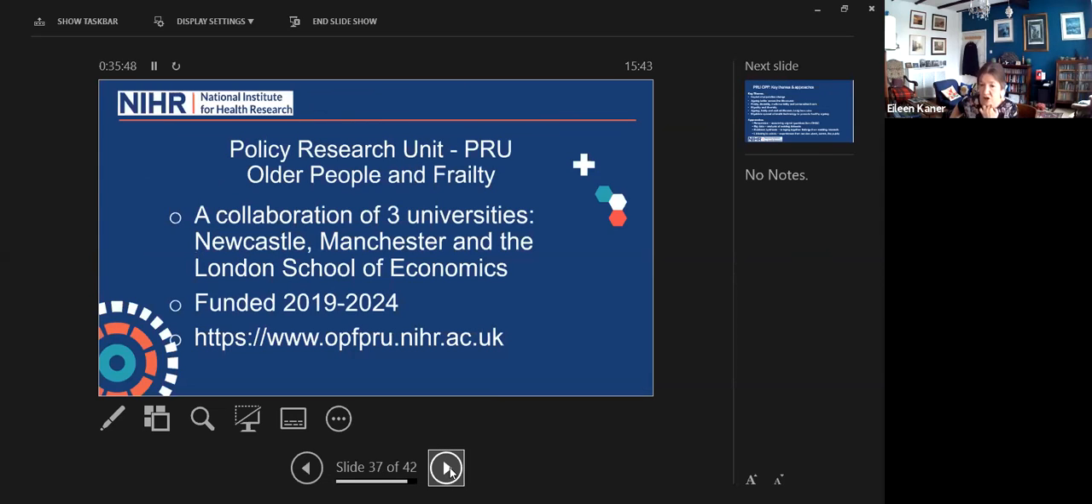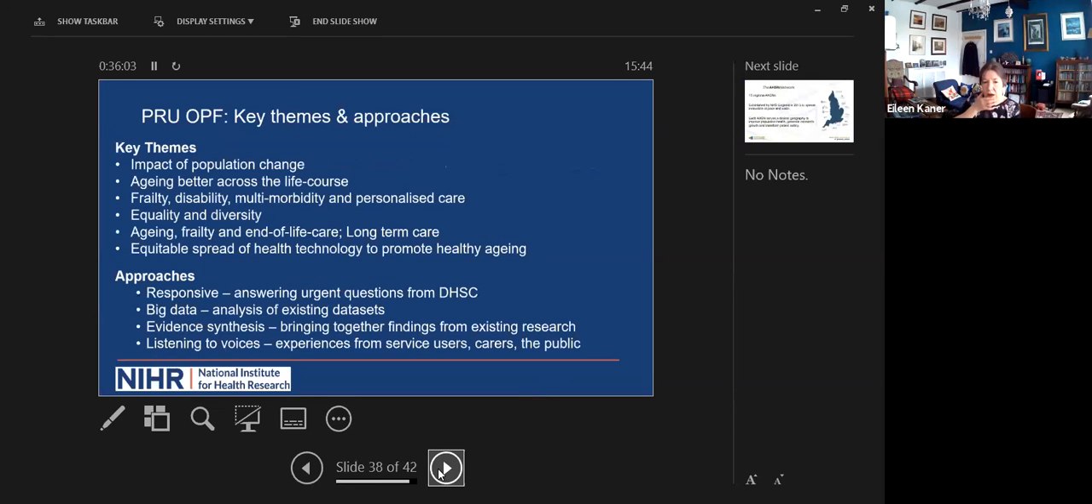We have another policy research unit, which is actually co-led by Manchester and Newcastle. And this is focusing very much on older people and frailty. And it's got partners in Manchester and LSE, which is in London. And the policy research unit on older people and frailty is interested in things like the impact of ageing on populations and population change, how we can help people stay well for longer as they age. It's looking at issues around frailty and having many different conditions all at the same time, and also making sure that we can support people equally right across the population.